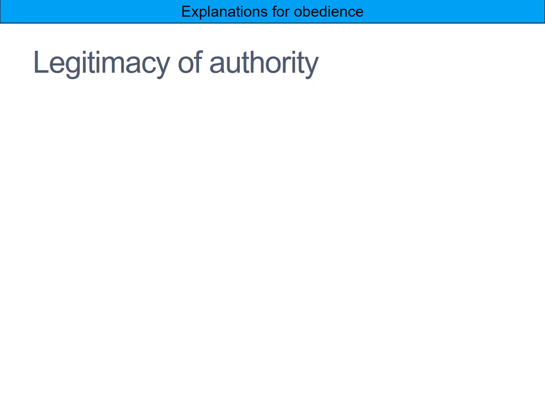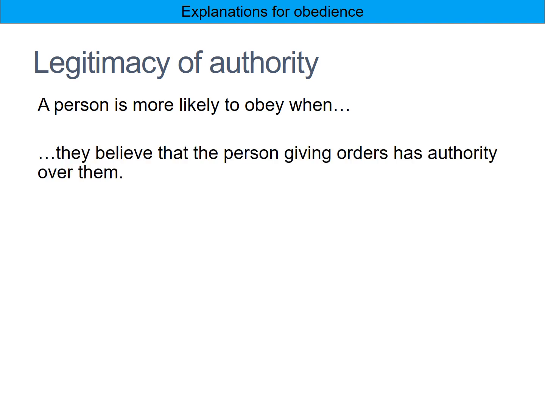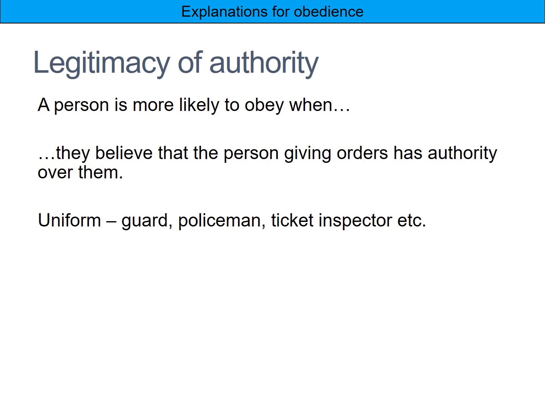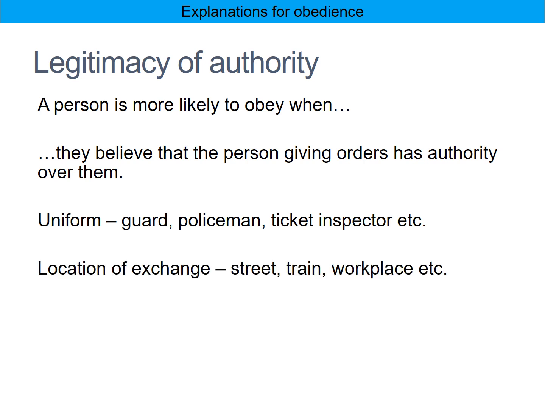So, first explanation is legitimacy of authority. A person is more likely to obey when they believe that the person giving orders has authority over them. And the authority might come from the fact that they wear a uniform. So, for example, a guard, a policeman, a ticket inspector, their uniforms give them authority. And also the location of the exchange is equally important. So does it happen on the street, on the train, in the workplace? For example, it might be said that a nurse's uniform gives them more authority in a hospital than it does on a train.